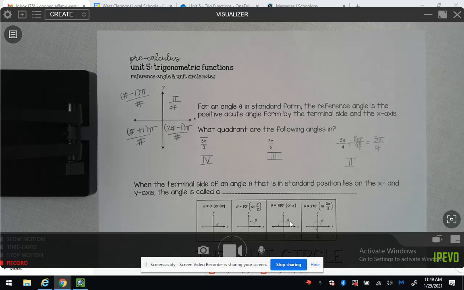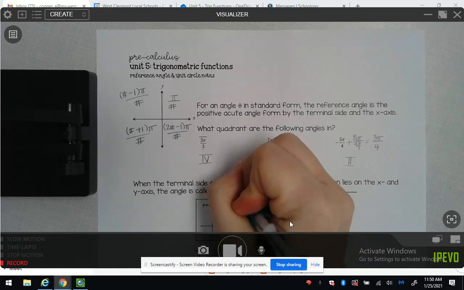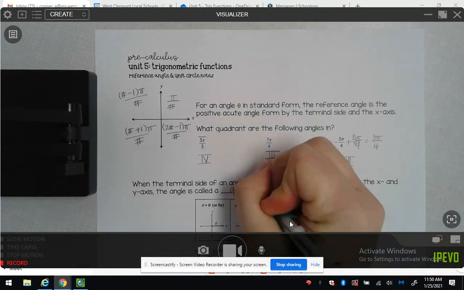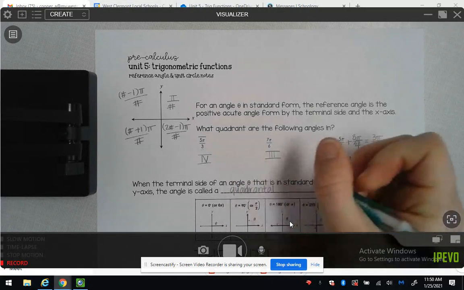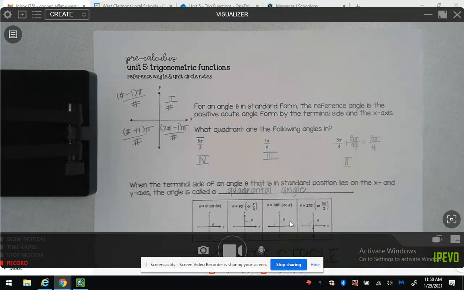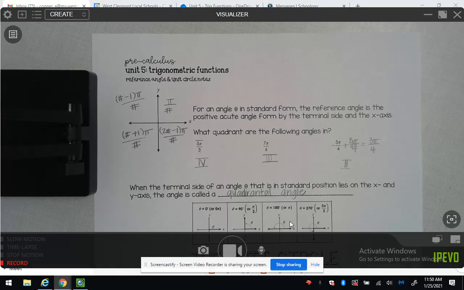Okay, when the terminal side of the angle in standard position is on the x or y axis, we call this a quadrantal angle. Quadrantal angle. And knowing these is going to be really important.